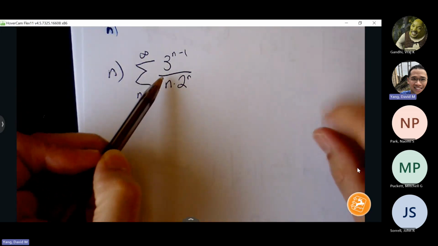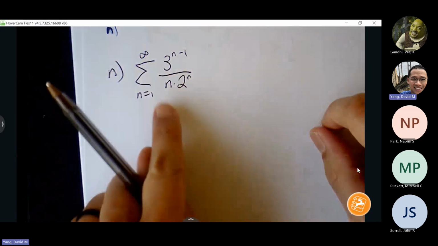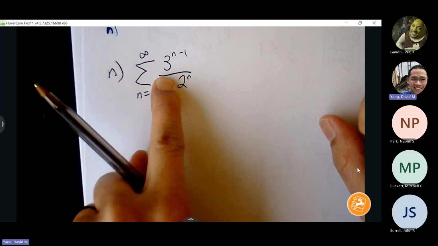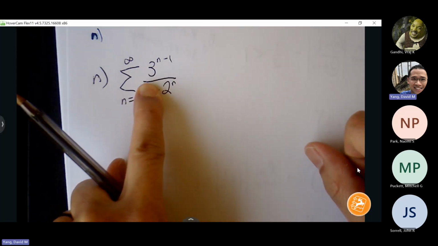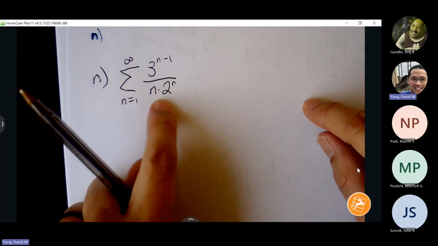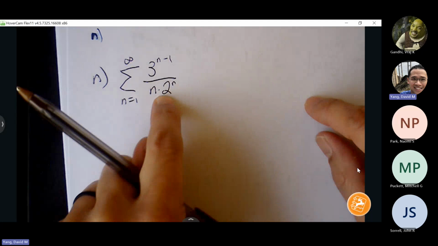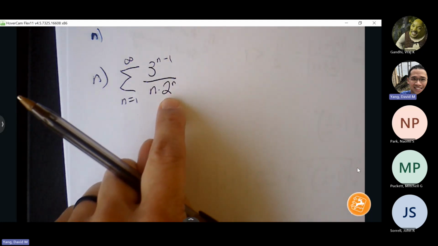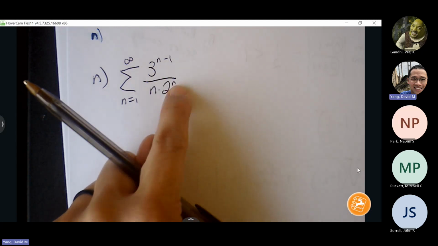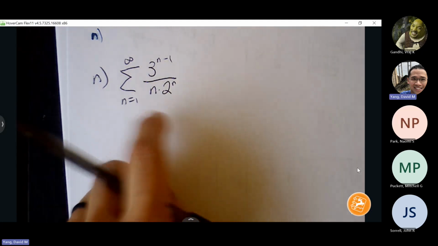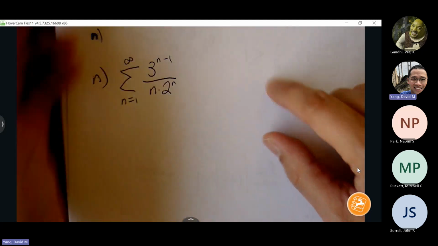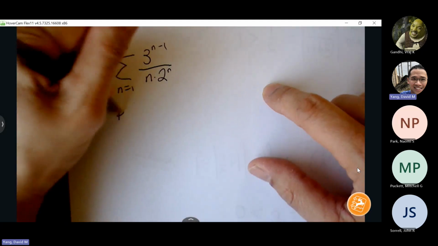Okay, so with this, I feel like without that n there, it'll be easier to work on using the geometric series test. But with that n there, it makes things a little messy. I would think about maybe the ratio test because I see exponents. I don't see factorials, but I do see a bunch of exponents. And so I can jump into the ratio test for this one here.